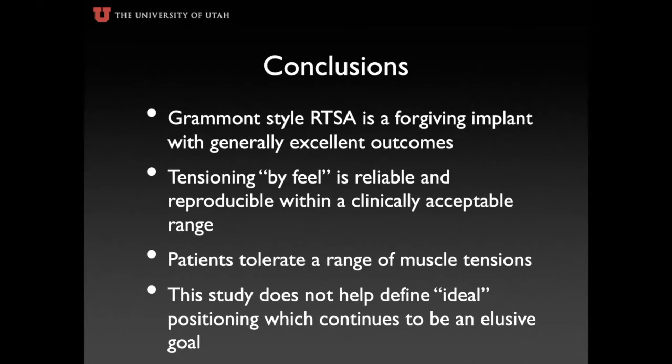This also shows that patients tolerate a range of muscle tensions. The fact that patients whose muscle was changed about 5% to close to 50% didn't show a relationship with their outcomes or reoperation suggests that this is well tolerated. This study does not help define what the ideal positioning of components is. And I think that this is sort of an elusive goal for some of the reasons mentioned initially, that there's no free lunch. You're robbing Peter to pay Paul. So it's sort of finding a happy medium.